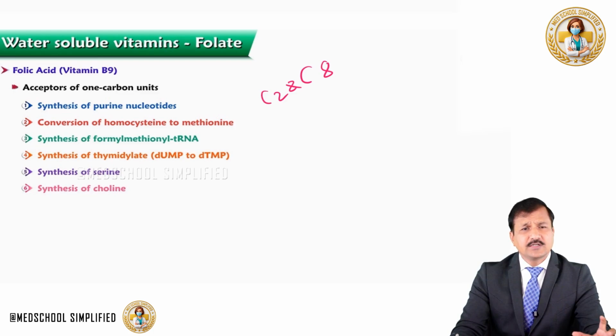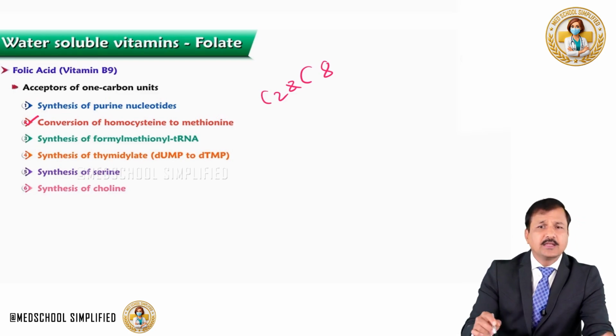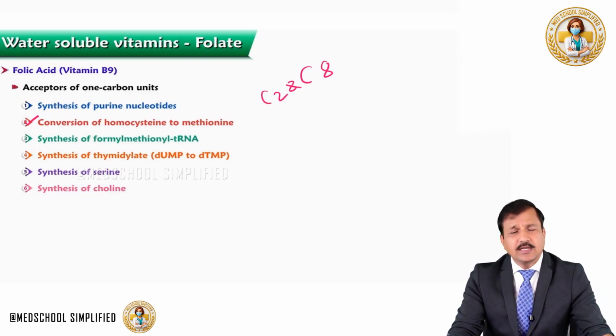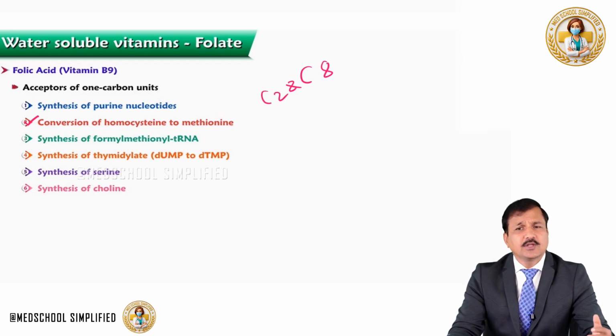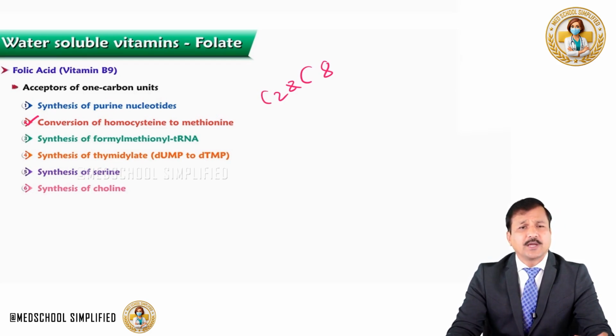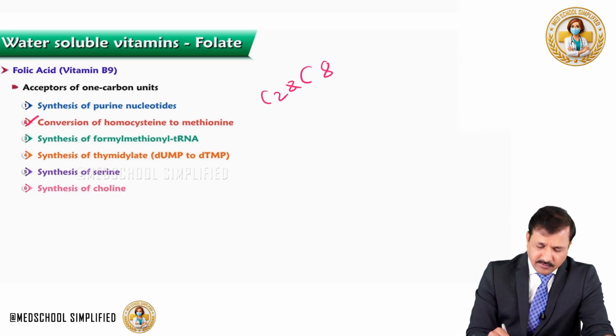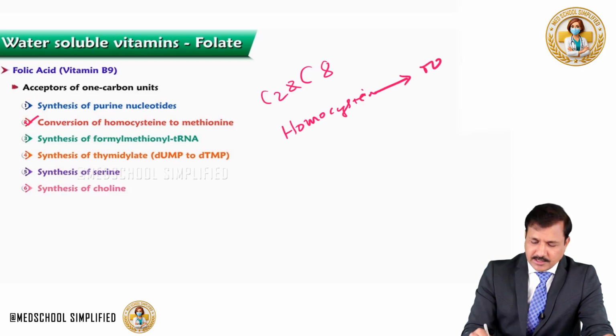And now the second acceptor of 1 carbon derivative is the conversion of homocysteine into methionine. In the conversion of homocysteine into methionine, the 1 carbon derivative that provides that 1 carbon unit is N5 methyl tetrahydrofolate, which is involved in the synthesis of methionine from homocysteine. Let me write it down. It is when homocysteine is converted into methionine.